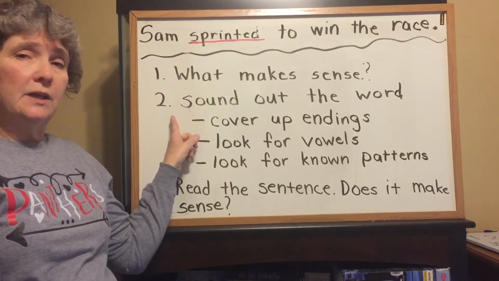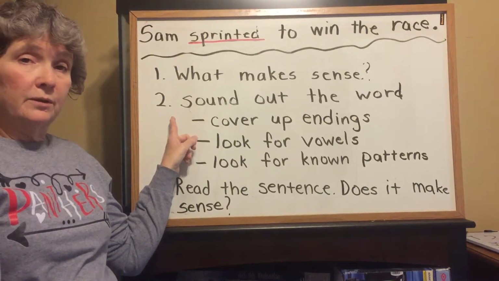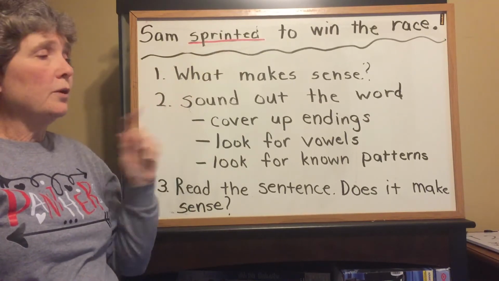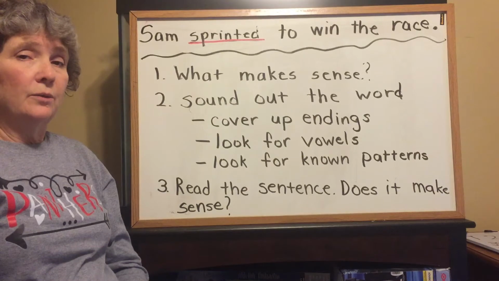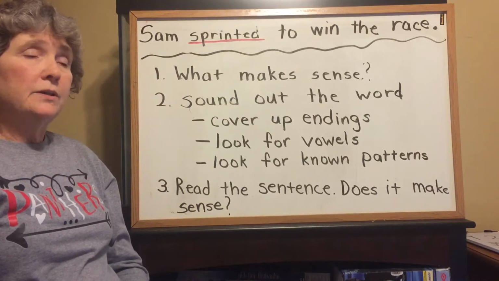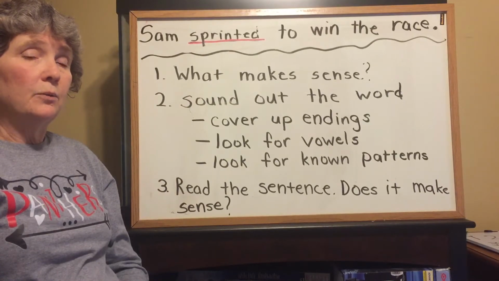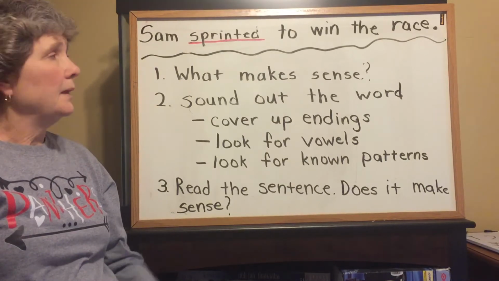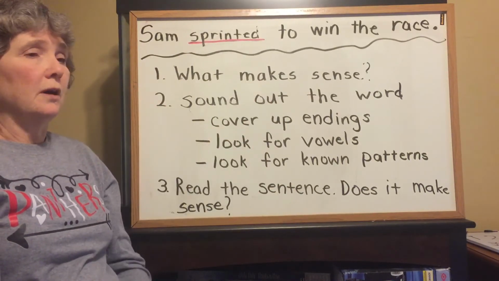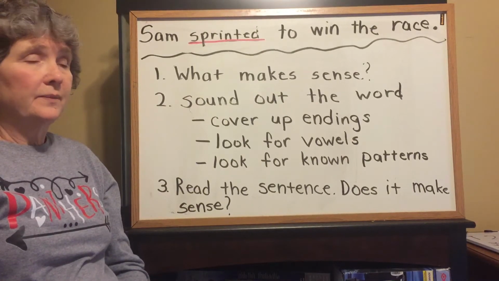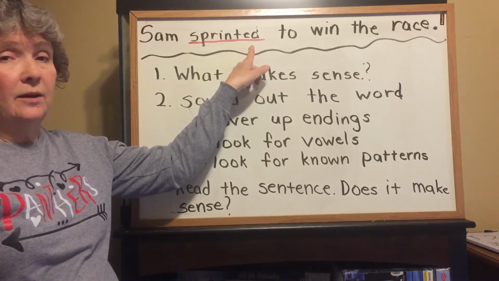The second strategy is to try to sound out the word. Now, before we try to sound out the whole word, we're going to look for some endings on the word. And if we find an ending on the word, we're going to cover it up and figure out the base word first, and then we can add the ending back on. So the endings that we're looking for are things like ing, ed, es, or s. I see an ed ending on this word.